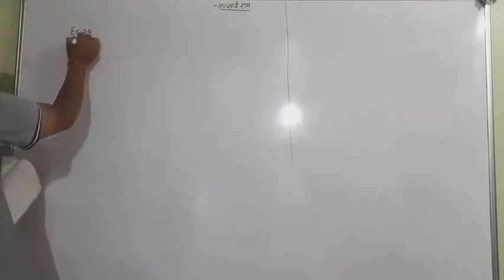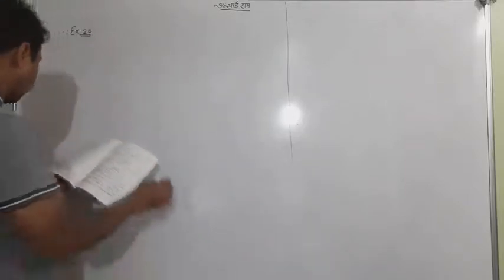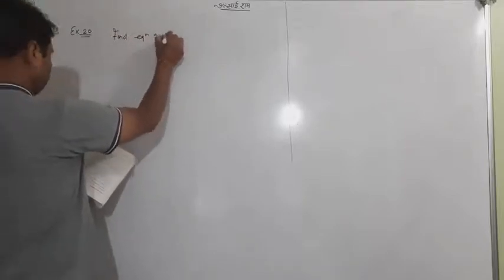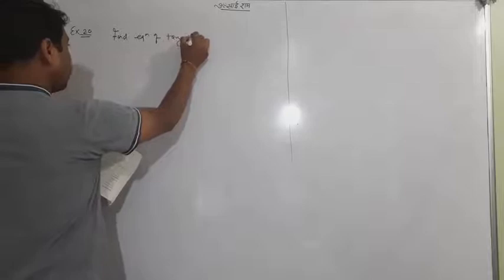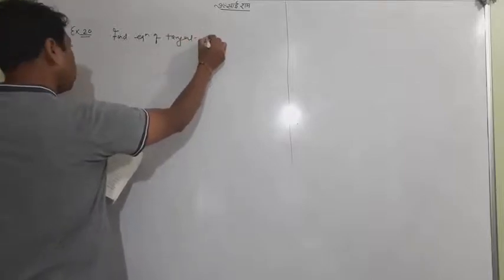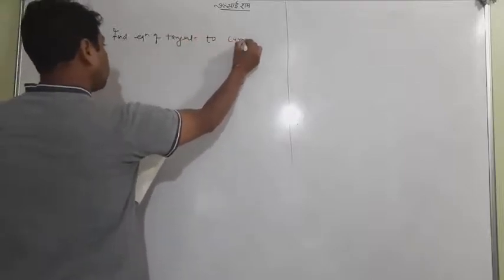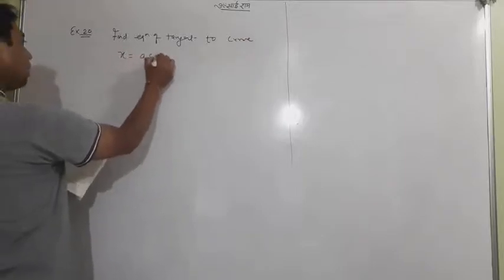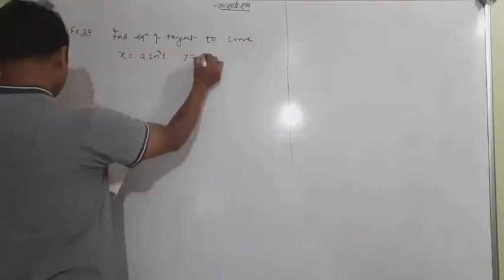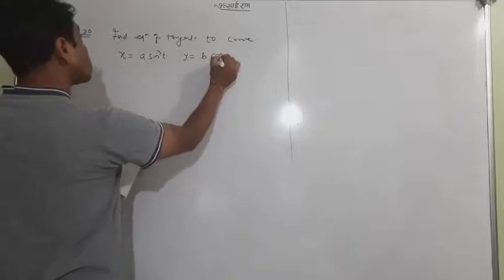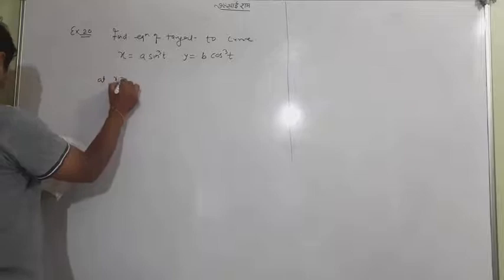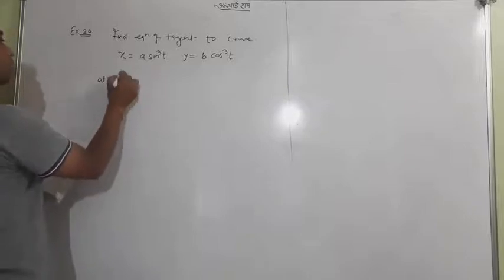Example number 20, let me complete. Find the equation of tangent to the curve x equal to a sin cube t, y equal to b cos cube t at t equal to pi by 2.